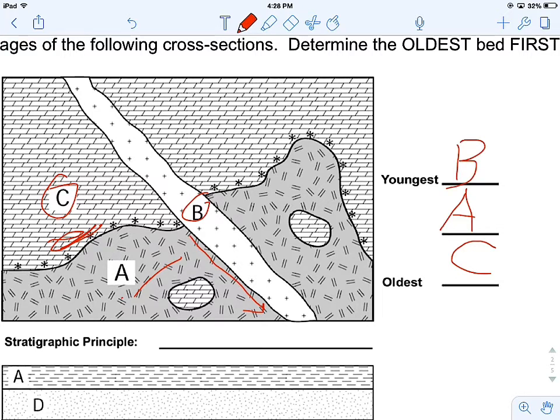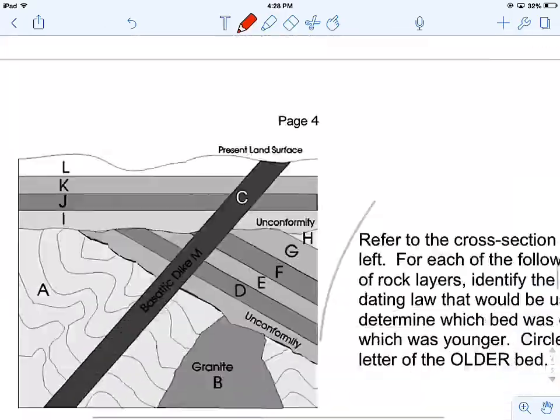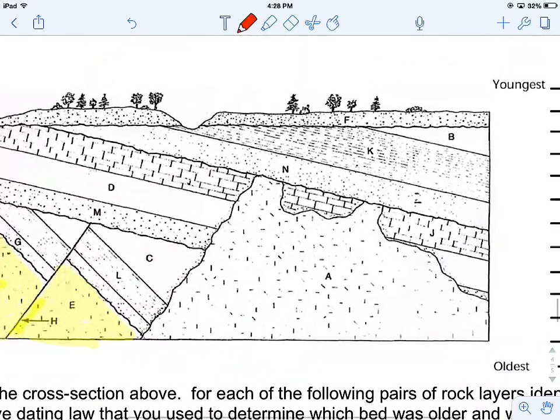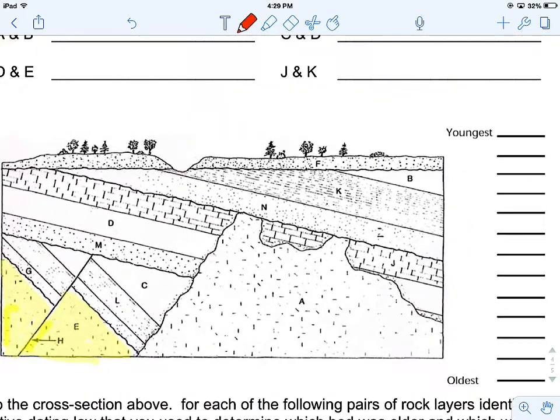Now that one was kind of simple, so we'll bounce down to one that's a little harder. Now this one we can see there's quite a bit more going on. I colored layer E in yellow over here because it looked too much like A and I didn't want it to be confusing. So we again start at the bottom.